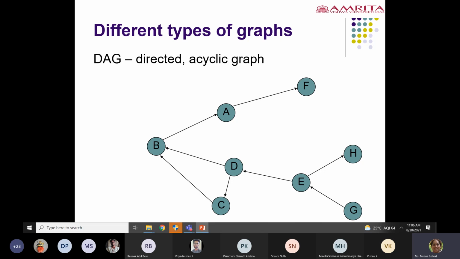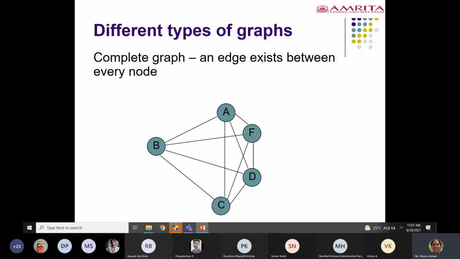You know, how we use them in scheduling or for performing some specific kind of sorting techniques. A topological sort, when we use that time, we can use DAG, directed acyclic graphs. That is where they are used. We will be discussing that after the midterm exam.